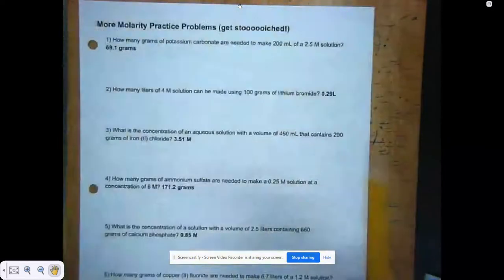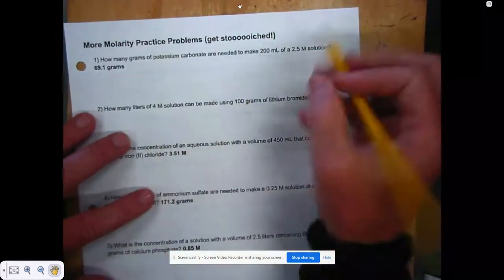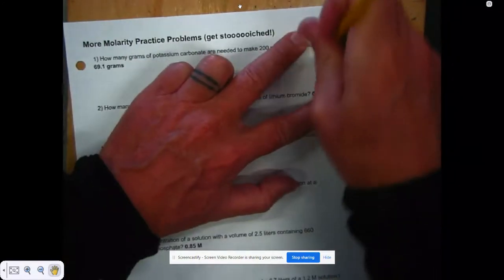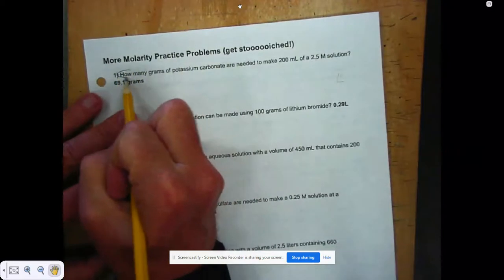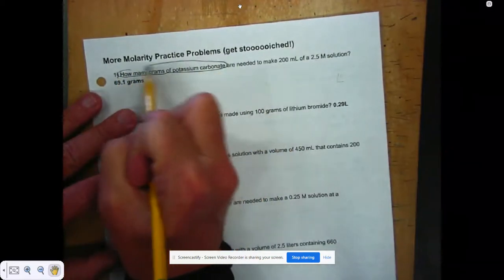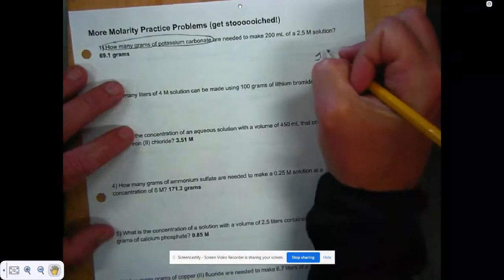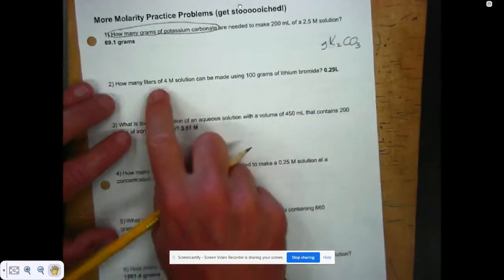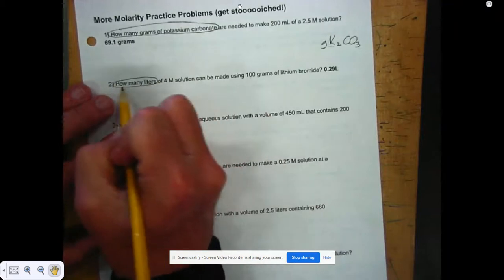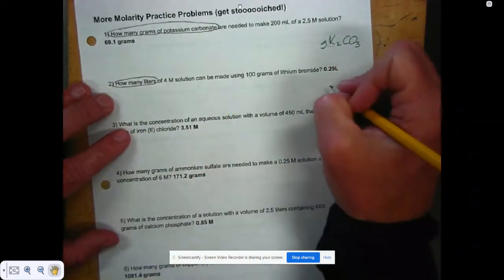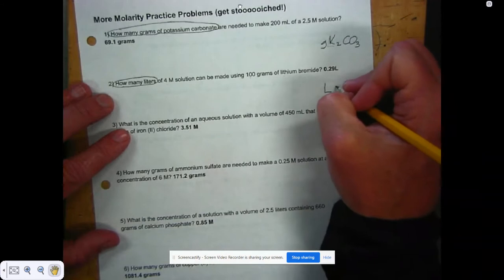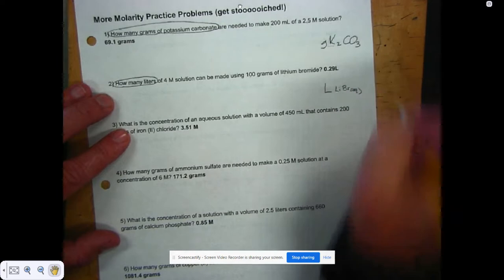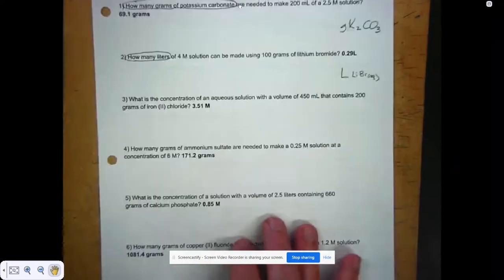So the first thing we're going to do always is we're going to start over here by writing the units that our answer is in. This question says how many grams of potassium carbonate. So our answer is going to be grams of potassium carbonate. This one says how many liters of lithium bromide solution. So our answer is going to be how many liters of lithium bromide solution, aqueous lithium bromide.